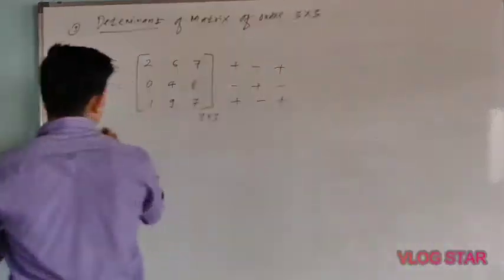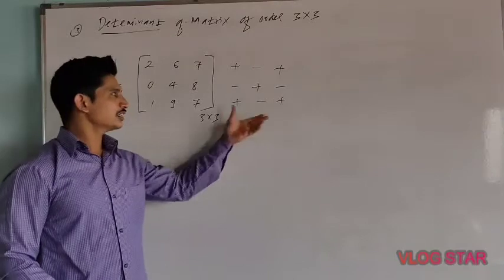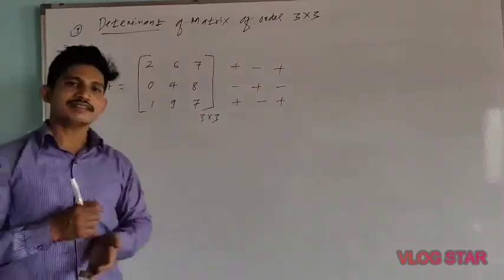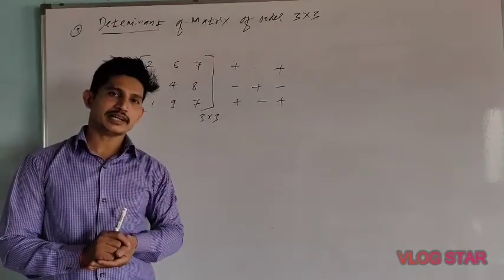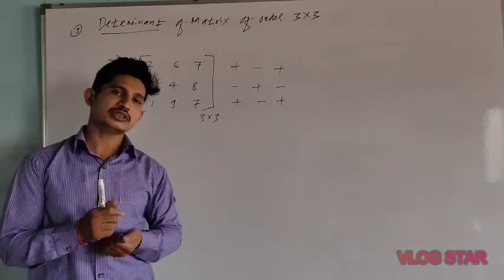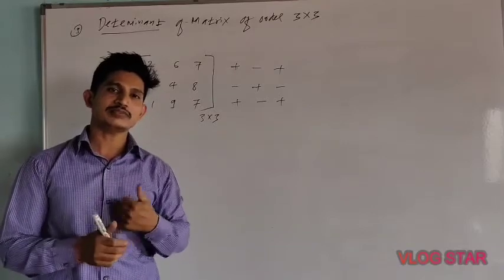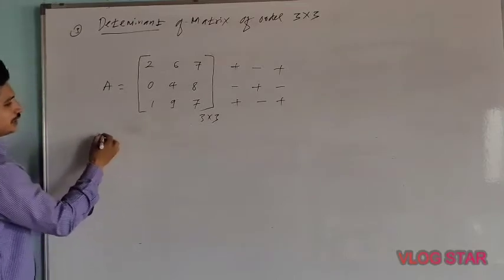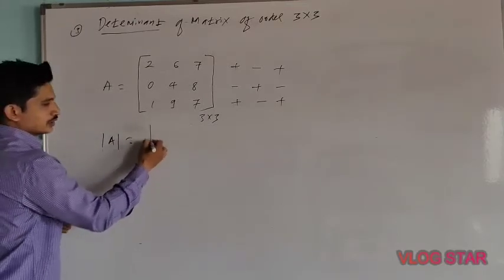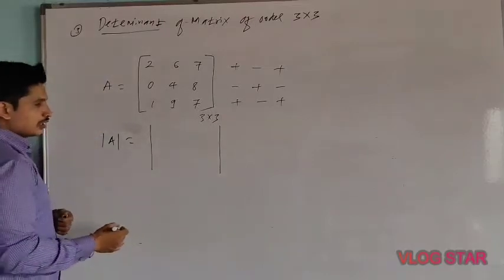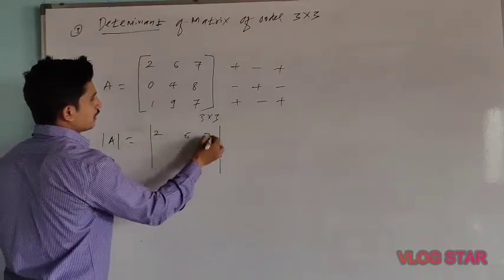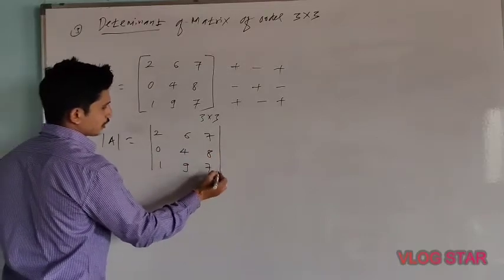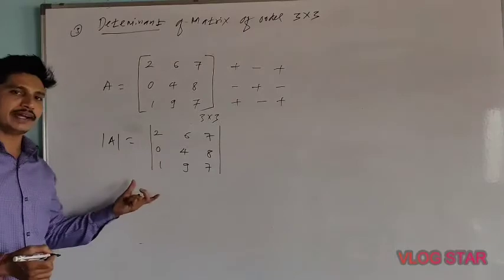Okay, so I'll write here now. These are the signs for this matrix. Okay, now see we can find the value of this matrix by expansion. So let's use the row 1 and let's find the value of this matrix. Okay, so using row 1 means what here? First, write here determinant of A. Straight line should draw first. Okay, straight line for 2, 6, 7, 0, 4, 8, 1, 9 and 7. Okay, now I am going to expand along the first row.